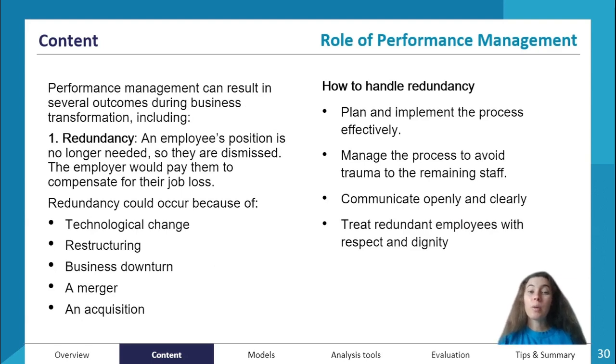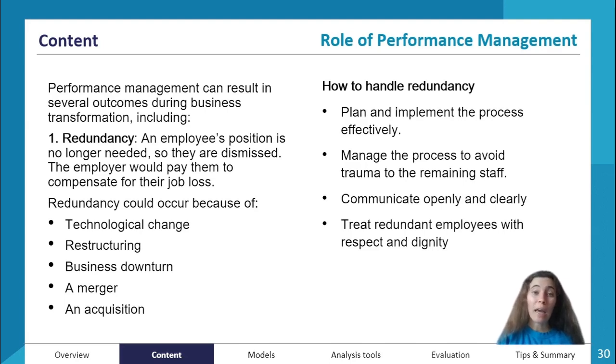So, performance management can result in several different outcomes for the business. Today, we're going to look at three. So, one of them that you've probably heard of before is redundancy. So, an employee's position is no longer needed, so the business dismisses that employee. That is what redundancy is about.